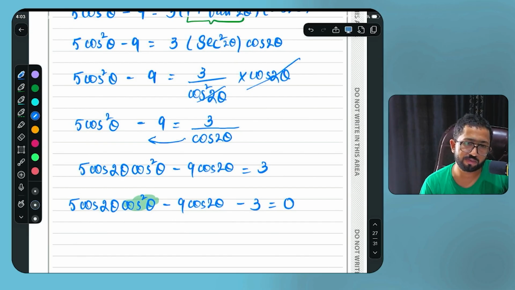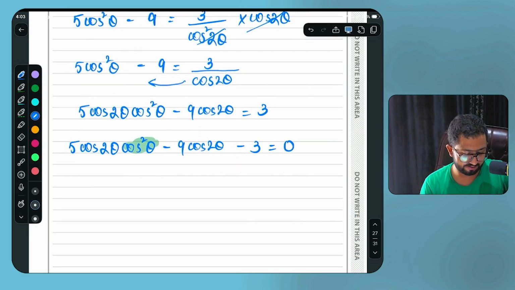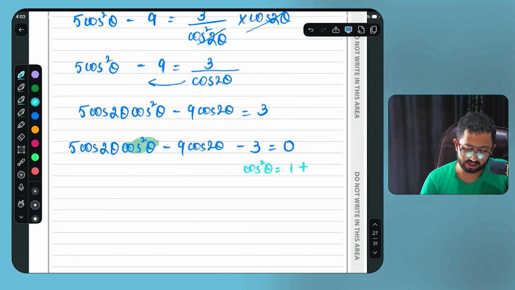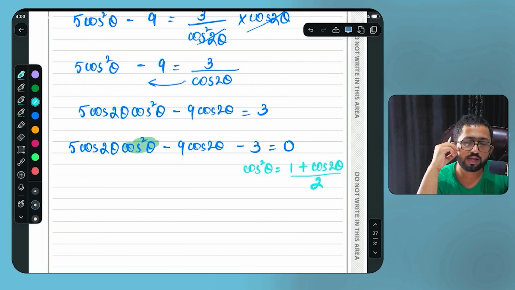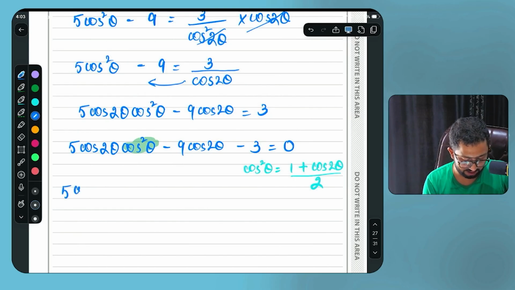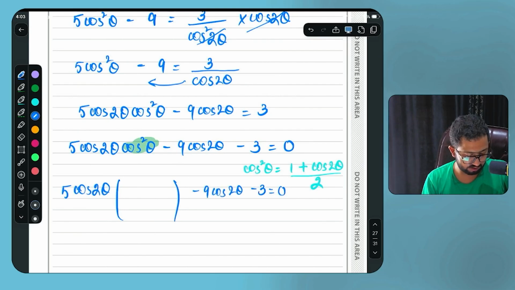Do you know? Yes, sir, I know that. If you know, beta, cos square theta can be written as 1 plus cos 2 theta over 2. Yes, that is the formula you have to use to convert cos square theta in terms of cos 2 theta. We already discussed it in trigonometry. So 5 cos 2 theta, just substitute that formula, which is 1 plus cos 2 theta over 2.